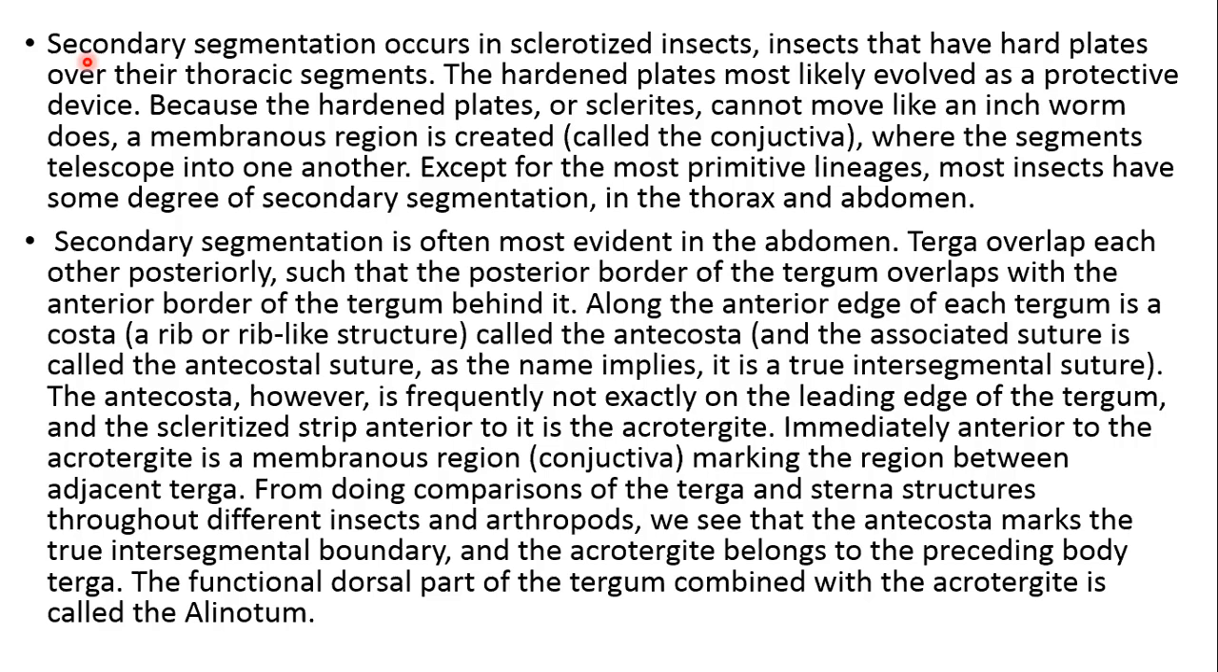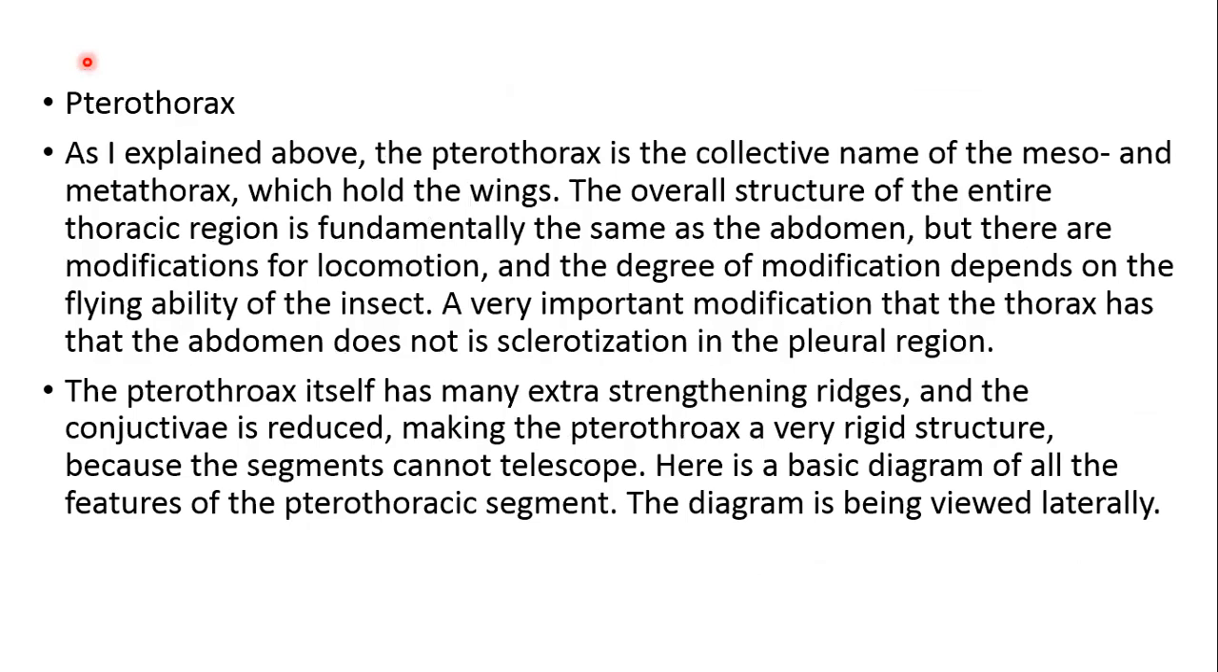From comparisons of the terga and external structures throughout different insects and arthropods, we see that the antecosta marks the true intersegmental boundaries, and the acrotergite belongs to the preceding body tergum. The functionally dorsal part of the tergum combined with the acrotergite is called the alinotum, in the pterothorax. Yes, the pterothorax. As I explained above, the pterothorax is the collective name of the meso- and metathorax, which hold the wings.